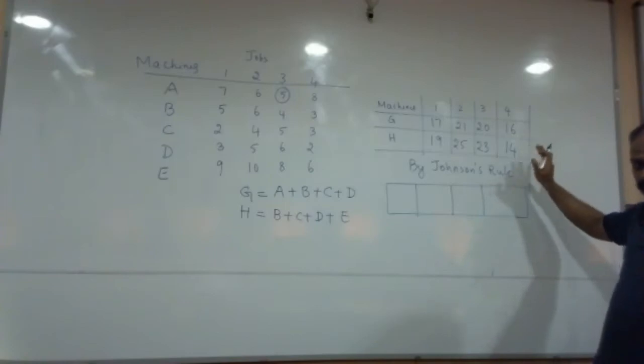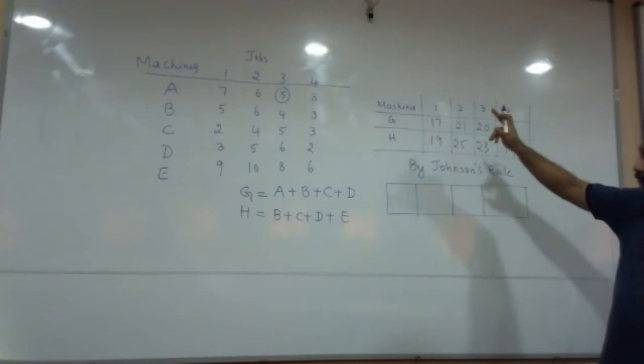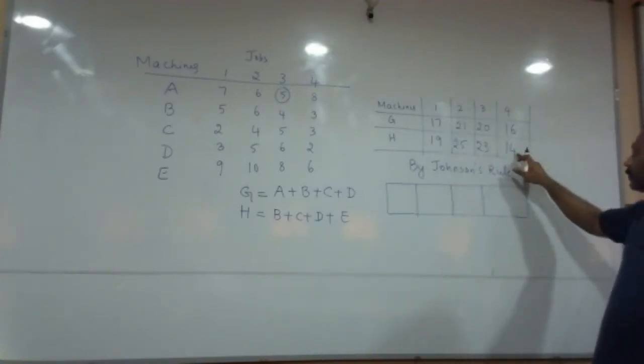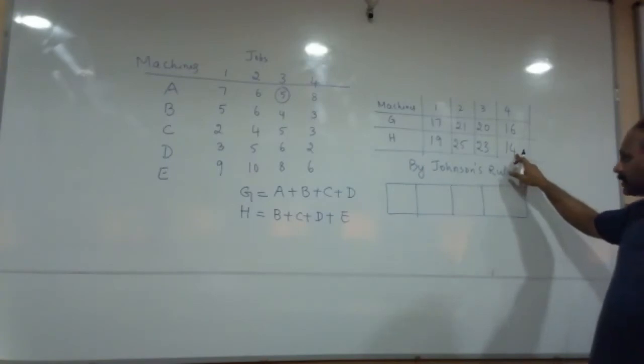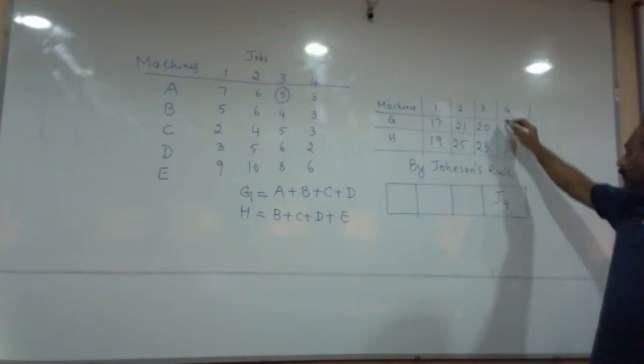And you can see that the 14 is on the second machine. And since it's on the second machine, I am supposed to assign it from the right side. If it is on the first machine, then I'm supposed to assign from the left side. So here 14 is in the second machine, so this becomes job number 4. Now I'm done with this.